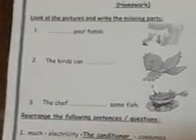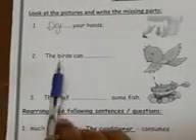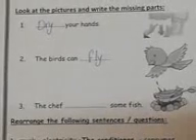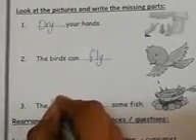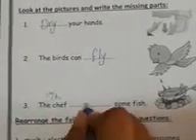Now let's answer the homework questions. Look at the pictures and write the missing parts. Number 1, dry your hands. Number 2, the birds can fly. Number 3, the chef, like he or she. The chef fries some fish.